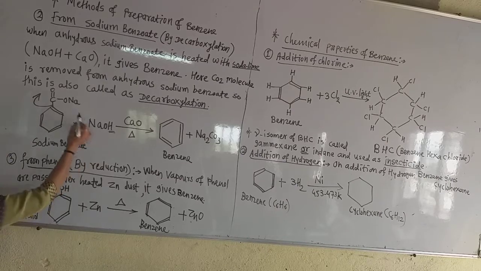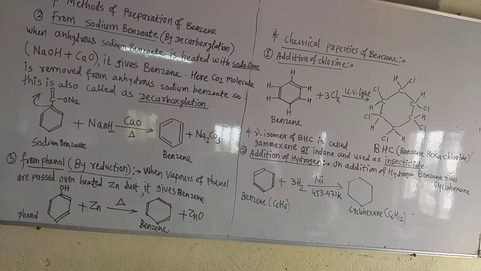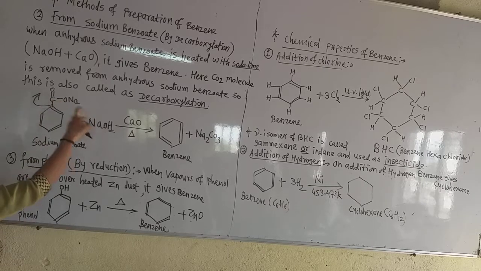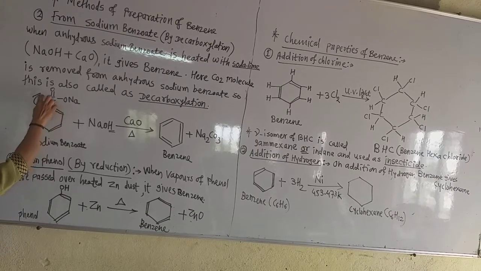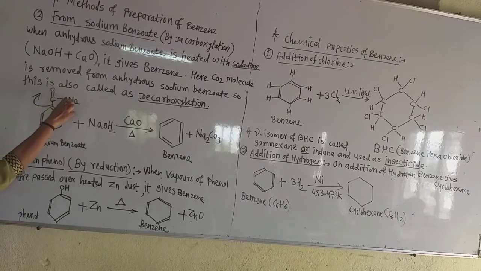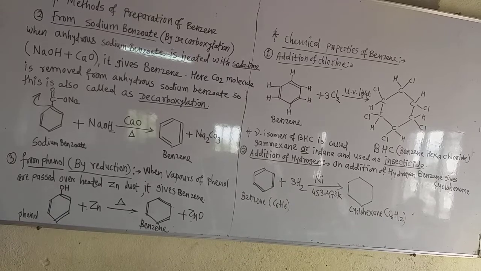Here we get Na2CO3 as the byproduct. See here, this hydrogen attaches to this ring because there is no hydrogen here at first. So it becomes benzene. And this 2Na and this CO3 form sodium carbonate, that is the washing soda. Now see here, from this sodium benzoate, CO2 gets evolved, or given out. That is carbon dioxide. So this reaction is also called decarboxylation.